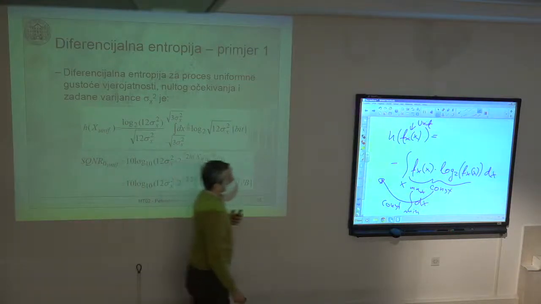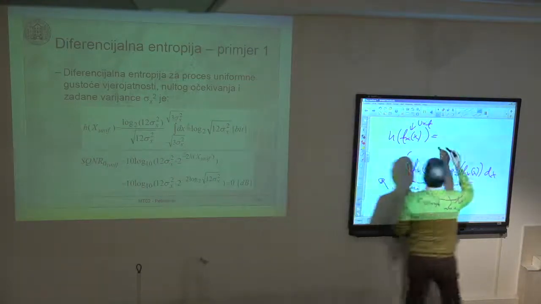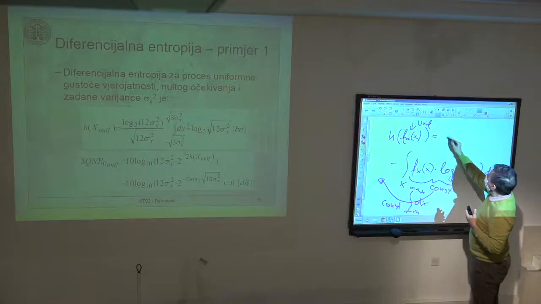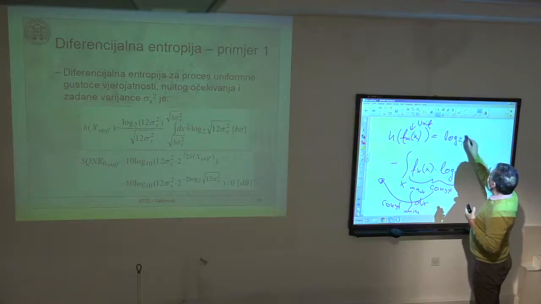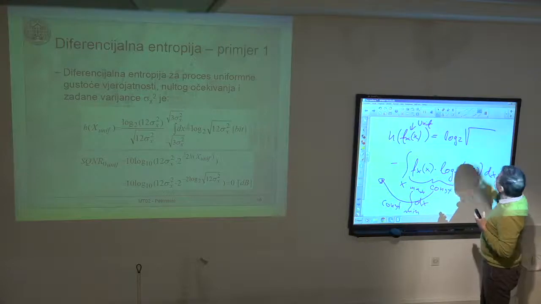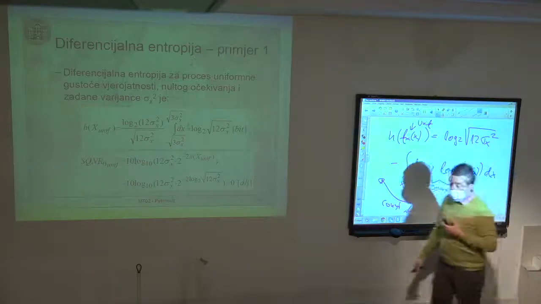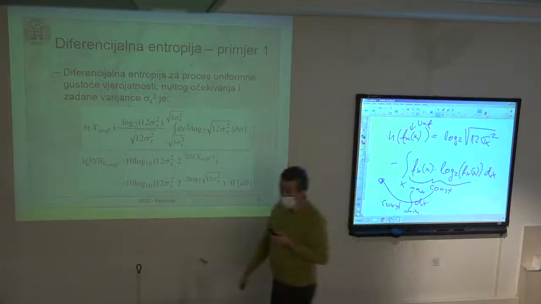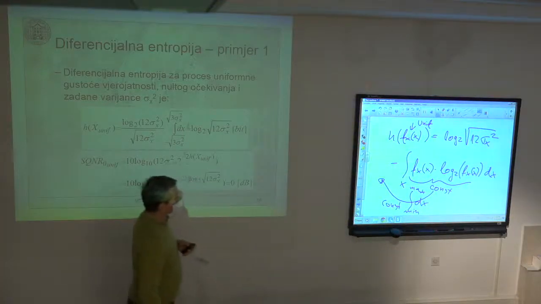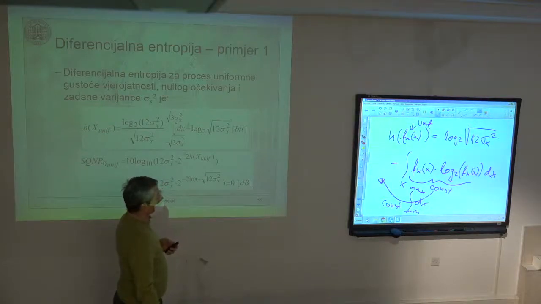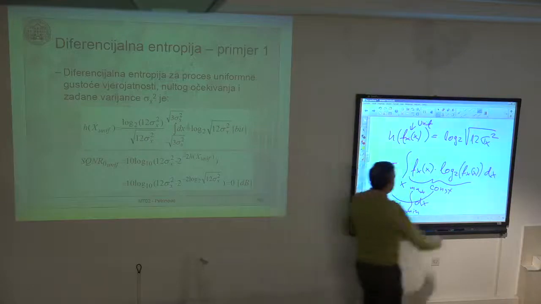So this differential entropy for the uniform process is the logarithm base 2 of the square root of 12 times sigma_x squared, so 12 times the variance. So I take the variance of the signal multiplied by 12, take the square root, take the logarithm base 2, and I have the differential entropy expressed in the number of bits.